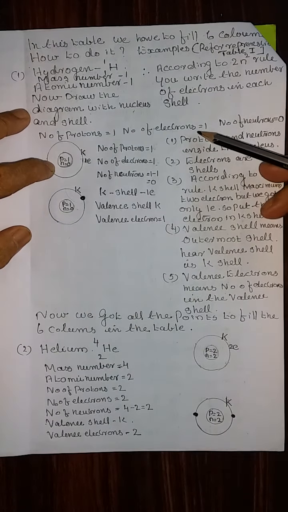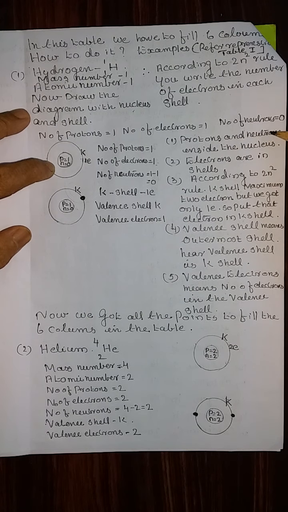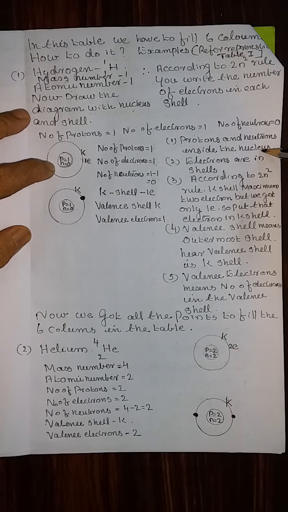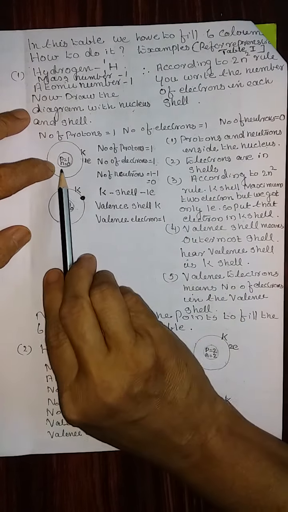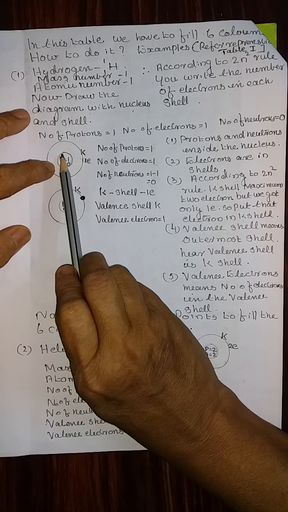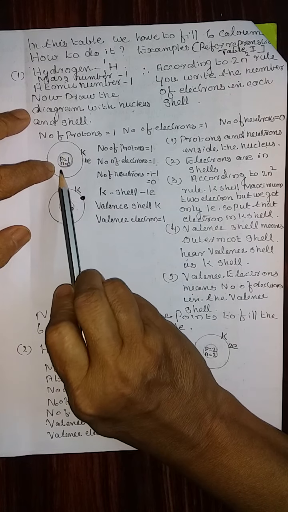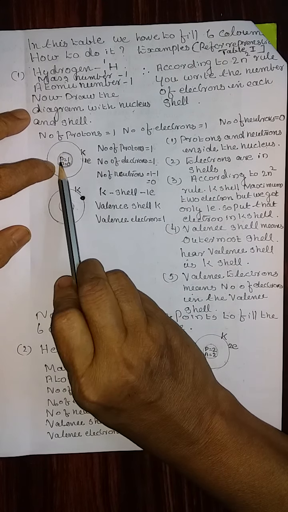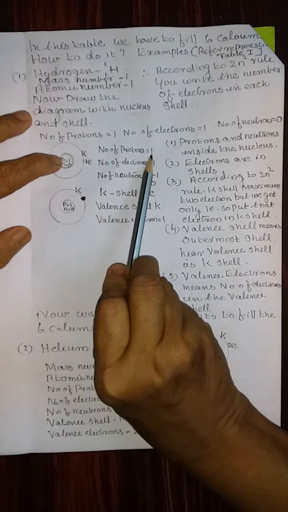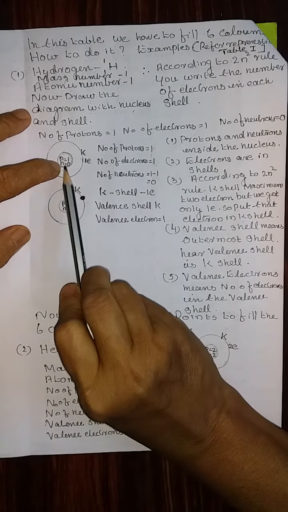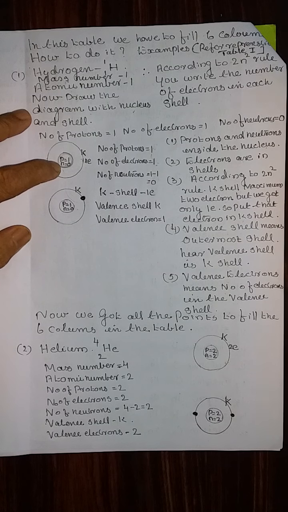Now, protons and neutrons are inside the nucleus. Therefore, when you are drawing the structure, make sure you draw the nucleus like this, a small circle. In that you put protons equal to 1, neutrons equal to 0. That means the nucleus is completed.